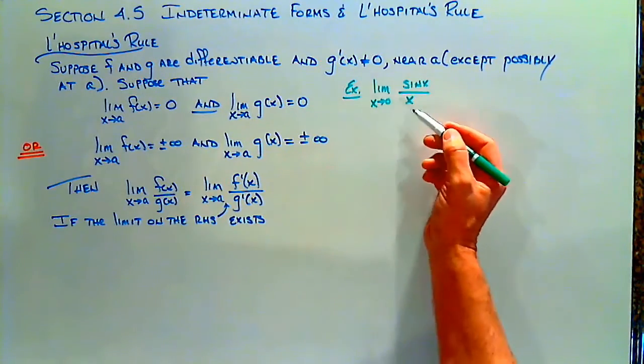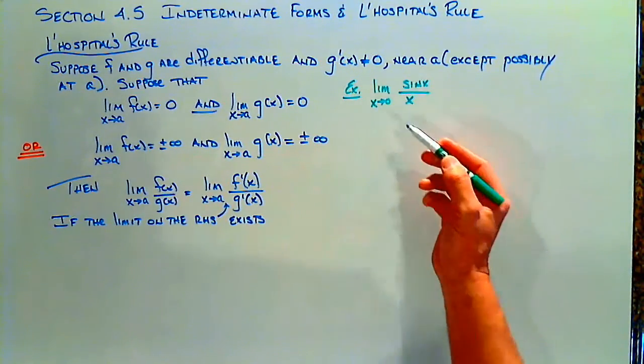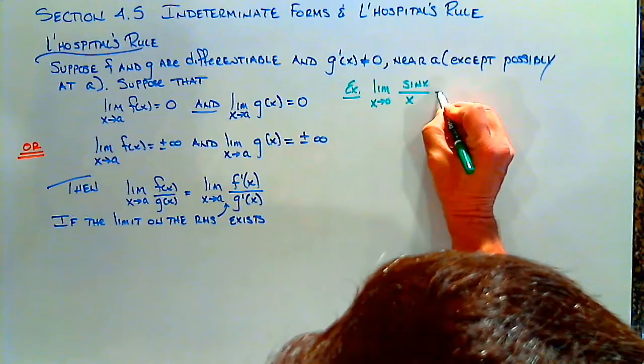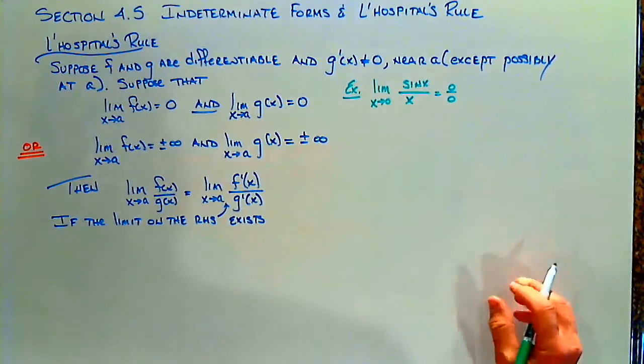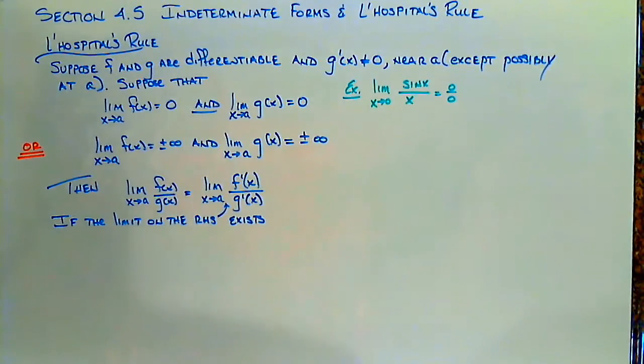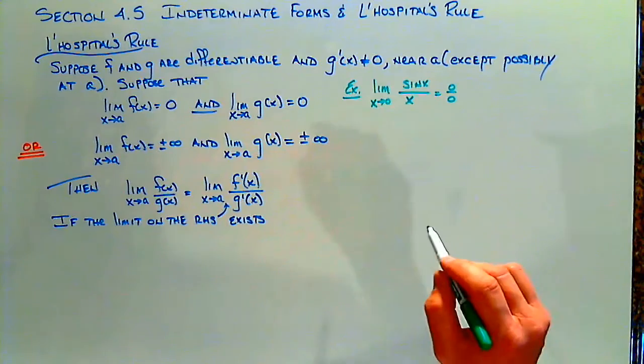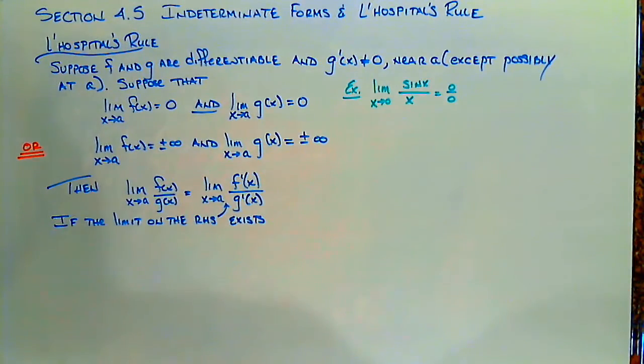Well, we could first use the just plug it in process, right? We're going to plug in 0 here for sine. We're going to get 0. We're going to plug 0 in for x, and we're going to get 0. And we know enough to know that that is not the answer. Most often when we evaluate a limit, if we get 0 divided by 0, we know that's not the answer, right?